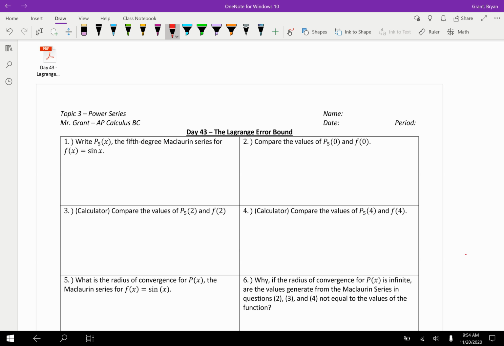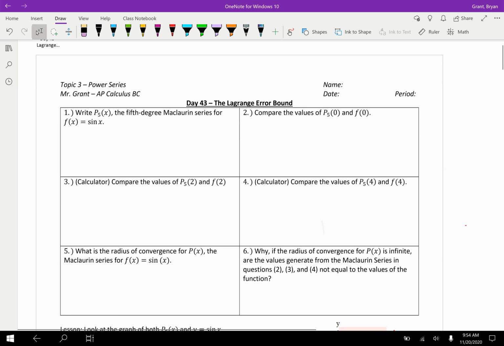As a reminder, the first error bound we learned was actually last unit for our infinite series. It was the alternating series error bound. Today we're going to learn a similar error bound, but one that particularly relates to all of our Taylor series, and this is known as the Lagrange Error Bound. So we have a nice opener for you.